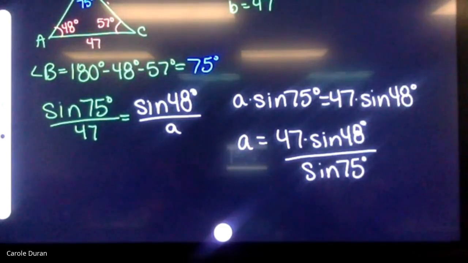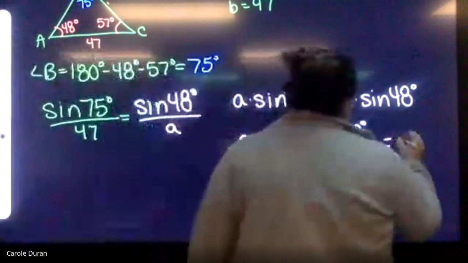Okay, so what do we get for side A? 36. 36. We don't have units, so we just leave it as 36.